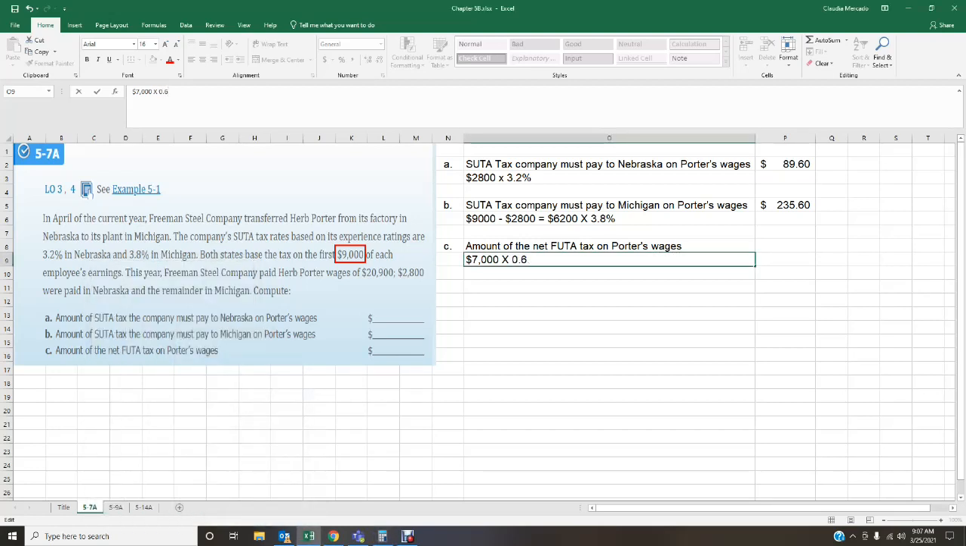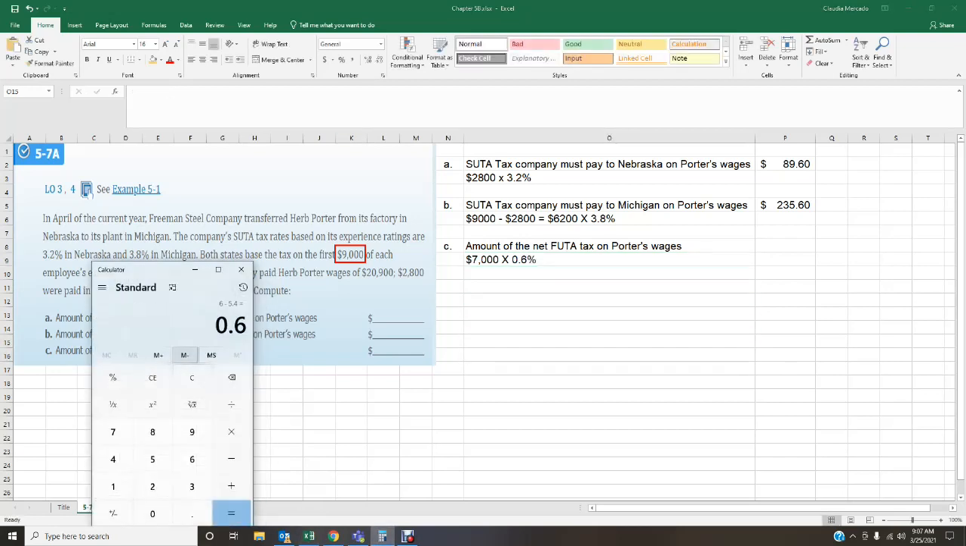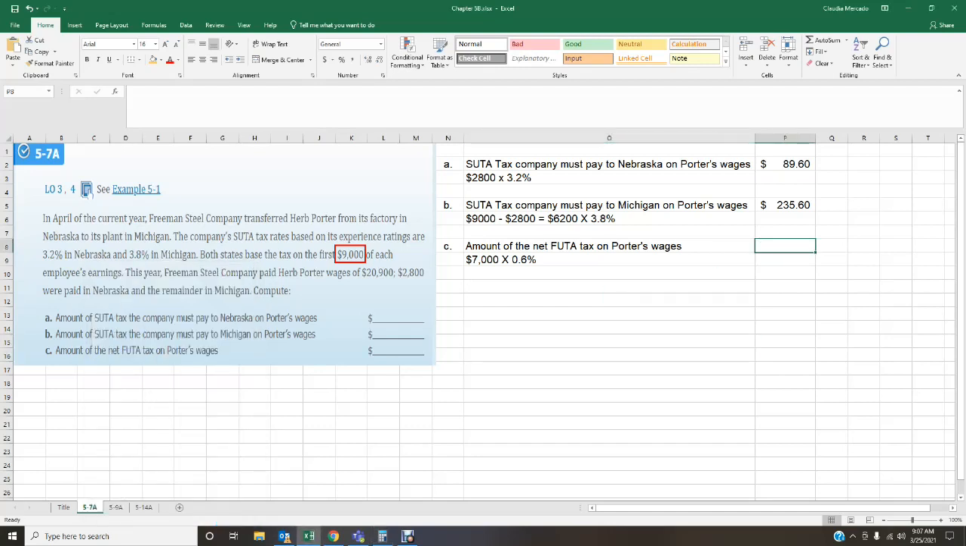0.6%. That is my FUTA tax rate. Okay, and let's see what that gives us. $7,000 times 0.6% gives me $42. So my FUTA tax is $42. Just remember, in the FUTA section, there's information about the FUTA tax and then the credit that's applied towards it, and then the net FUTA rate, which is what we're using here, okay, which is 0.6%.